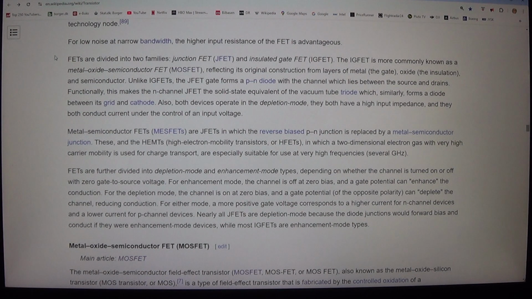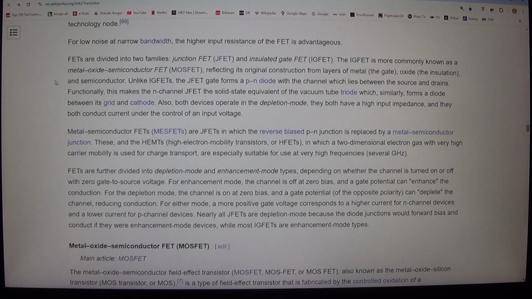Unlike IGFETs, the JFET gate forms a PN diode with the channel which lies between the source and drain. Functionally, this makes the N-channel JFET the solid-state equivalent of the vacuum tube triode which, similarly, forms a diode between its grid and cathode. Also, both devices operate in the depletion mode, they both have a high input impedance, and they both conduct current under the control of an input voltage.